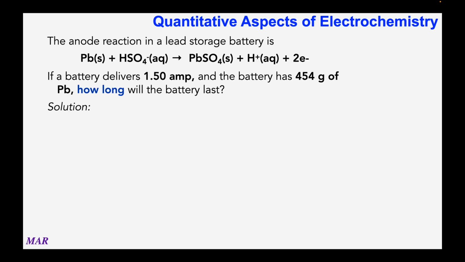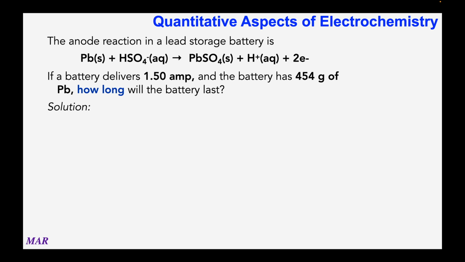So in this problem, we have a battery. It's lead going to lead 2+. 2 electrons are created per lead. And we want the battery to deliver 1.50 amps, 1.50 coulombs per second. And if the battery has a pound, which is 454 grams, how long will the battery last?